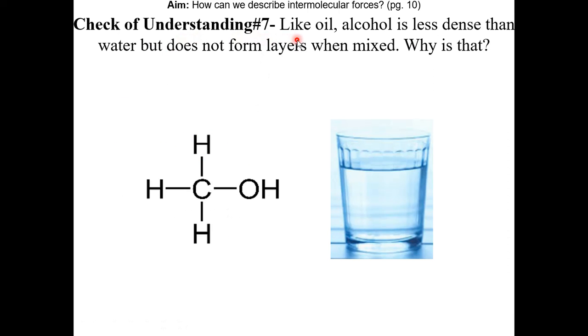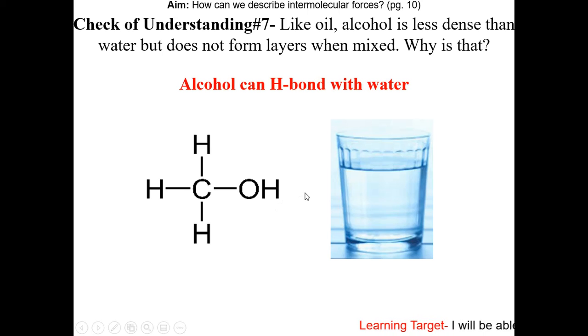Check of understanding number 7. Like oil, alcohol is less dense than water, but it does not form layers when it's mixed. Why is that? Here's a Lewis dot diagram of alcohol. Notice that alcohol has an OH. Therefore, it can hydrogen bond with water. So unlike oil, which only has van der Waals dispersion forces, alcohol has hydrogen bonding. Therefore, even though alcohol is less dense than water, like oil, it can mix well with water thanks to hydrogen bonding.